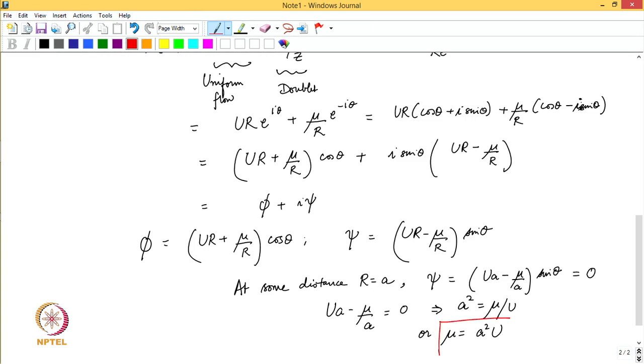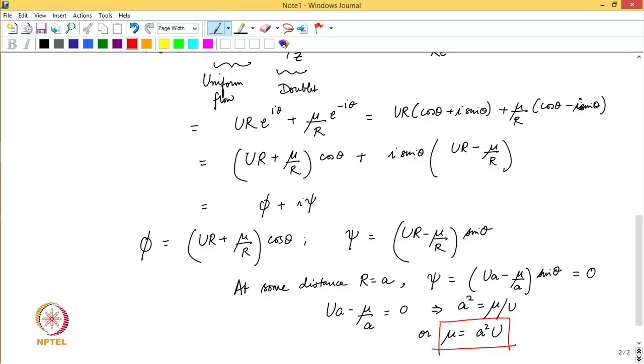So, we have some distance, a real number, which when squared and multiplied by the strength of the velocity field gives us the doublet strength. Now, that is a fairly easy thing to see. We need not even talk about assuming some distance a, but what we are saying is that at some distance a this must be satisfied.